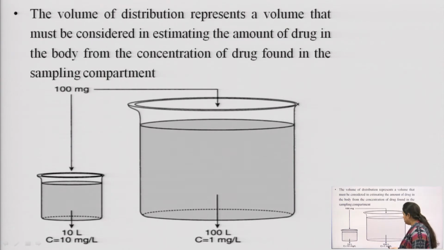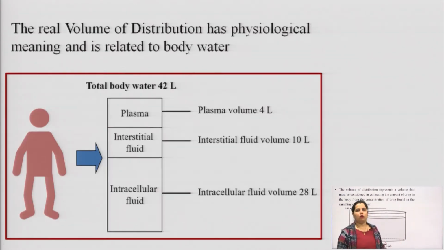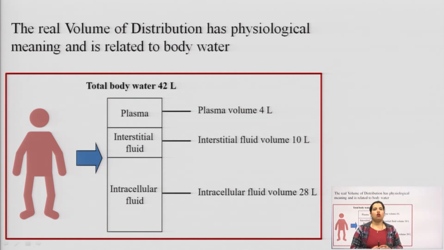So, the concentration will be very less, like 1 mg per liter, as compared to that organ which is having low volume, where the concentration of drug will be high, 10 mg per liter. So, concentration basically is equivalent to the amount we are calculating. The real volume of distribution has physiological meaning and it is related to body waters.